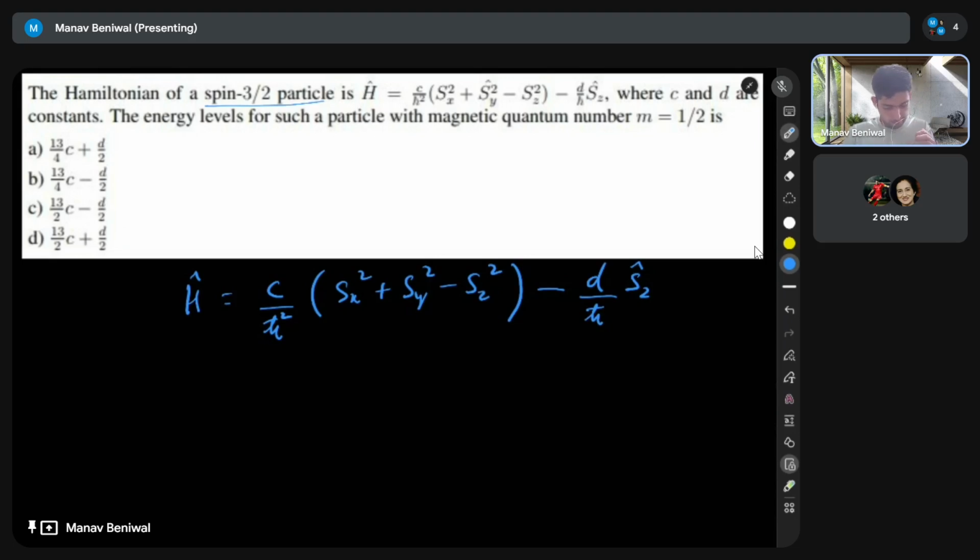So what are we given? We are given that spin is 3 by 2, and we are also given that m is half. So these two things are given to us. So what should be the first step to solve this problem?